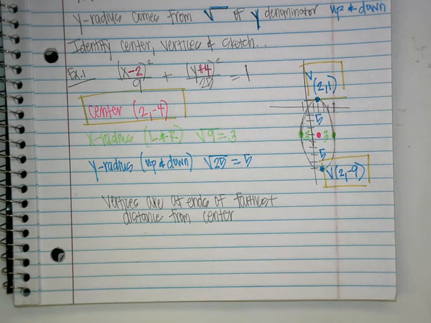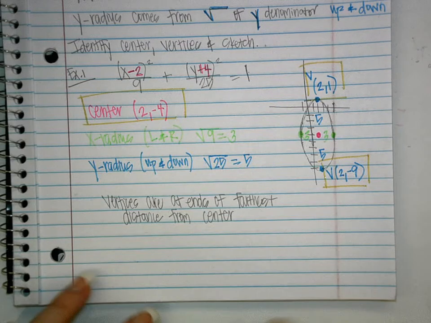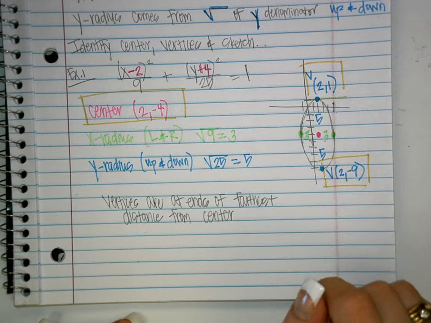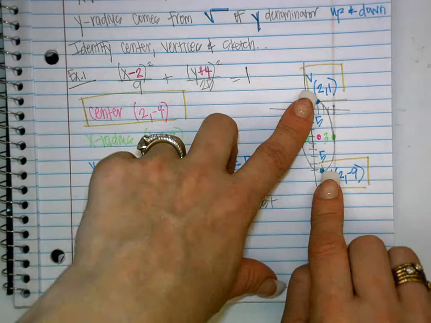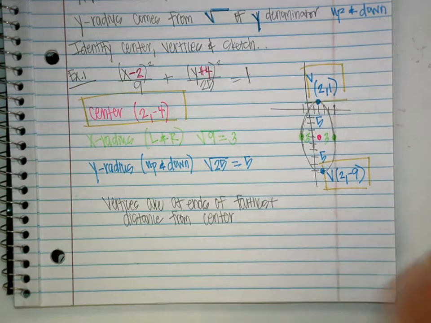Questions on how I did that? Say it again, Tina. Did you have a question? What's that word when it says vertices are at farthest distance from center? That says farthest, sorry. So they're the farthest away ones from the center. Sometimes they're the side to side, sometimes they're the up and down. So you just have to look to see which ones are farther away. It's not necessarily always going to be one way or the other.